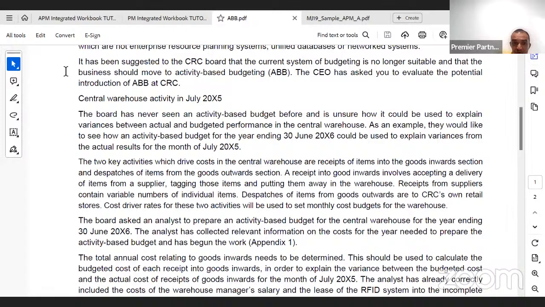Very important. The board has never seen an activity-based budget before. When you explain, you need to explain it like you are explaining it to a parrot. They don't know, no. That is why this much of headings, you need to go into the detail. If you are explaining it to an accountant, no need. He knows. He has qualified, no. But board does not know. Then you need to go from the basic, like how I am explaining it to you.